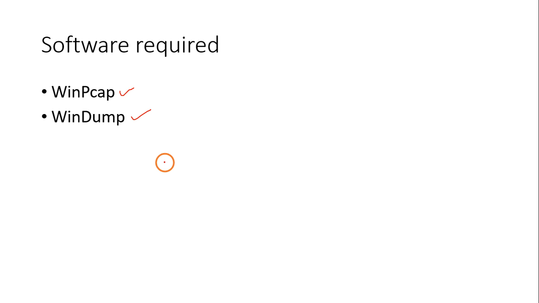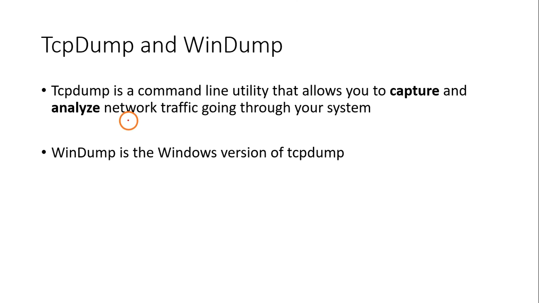So in the previous video, I have already shown how to download and install both of them. So if you didn't watch, please watch the previous video, right? And so some description of TCP dump and WinDump. So TCP dump, as I already told you, is a command line utility that allows to capture and also analyze the network traffic. So network traffic means the packets. Okay, so you can capture them and analyze the packets which are passing through your system on the network.